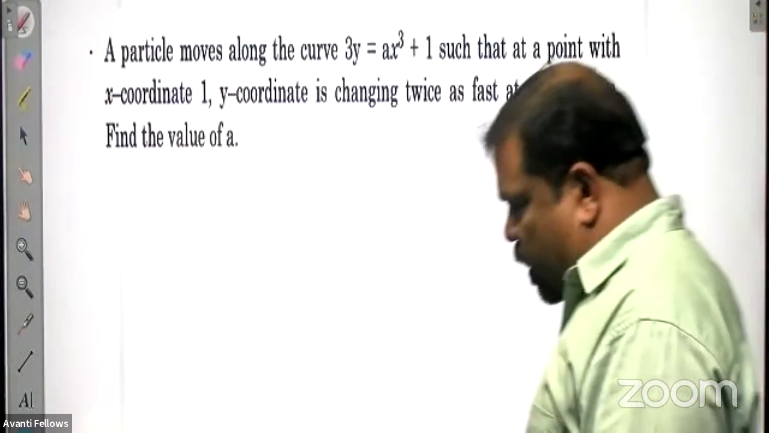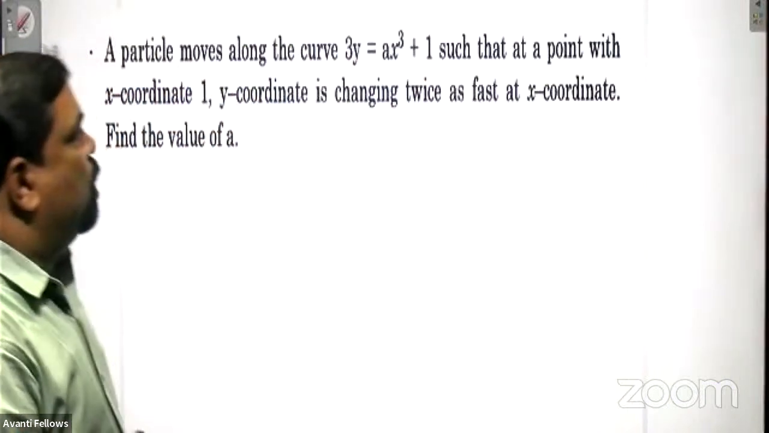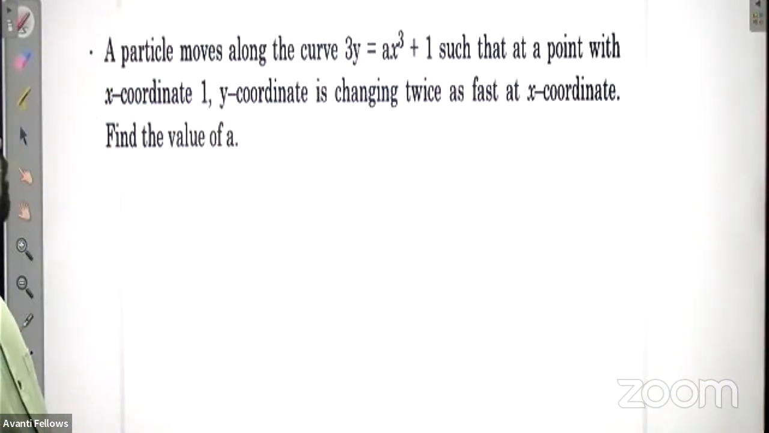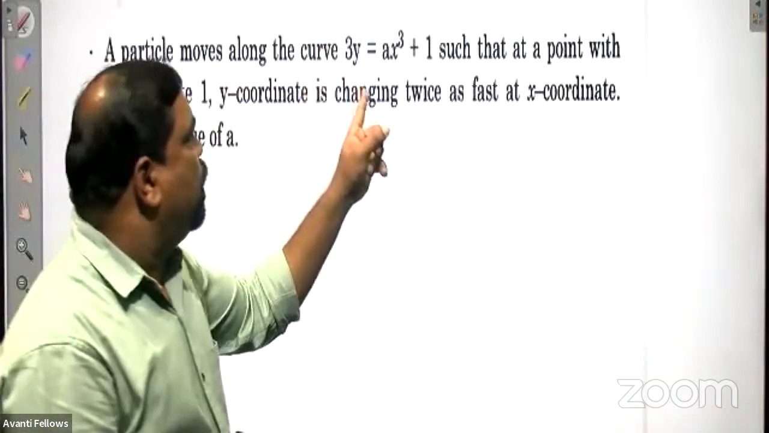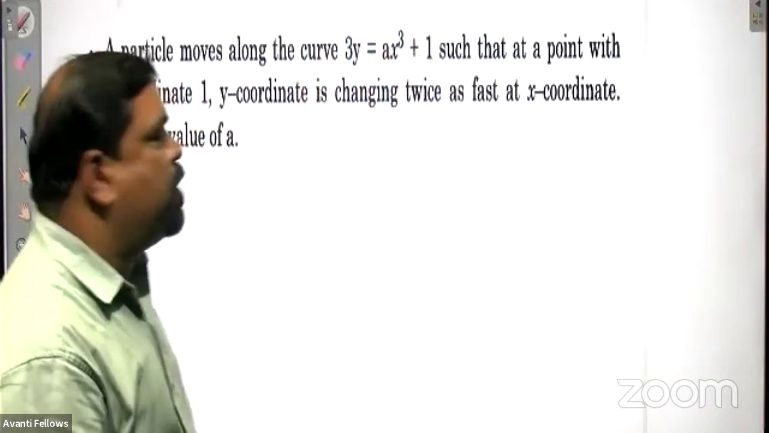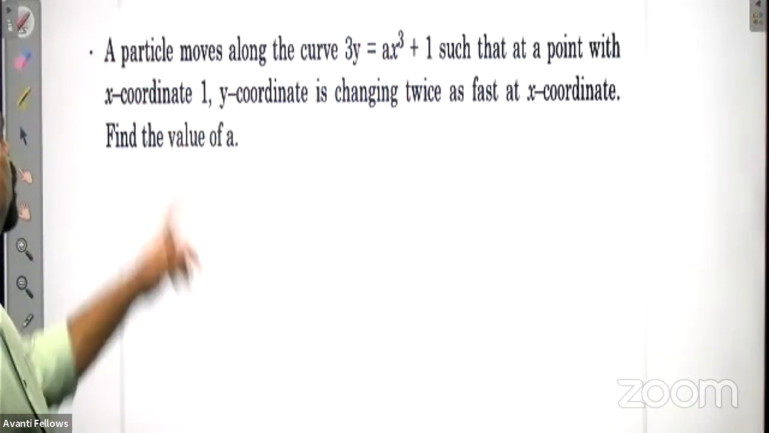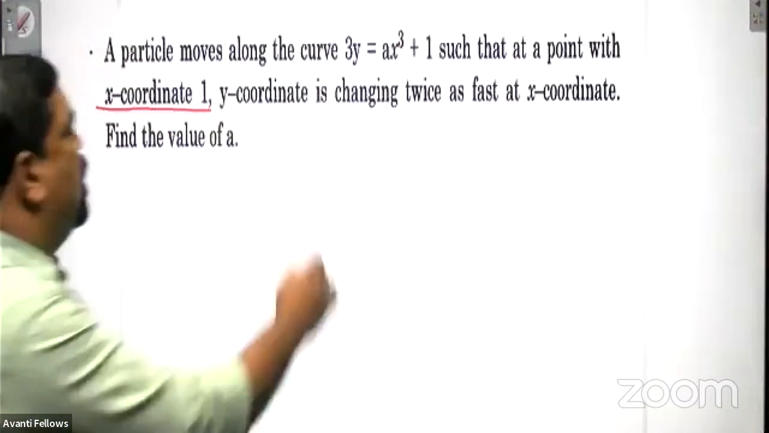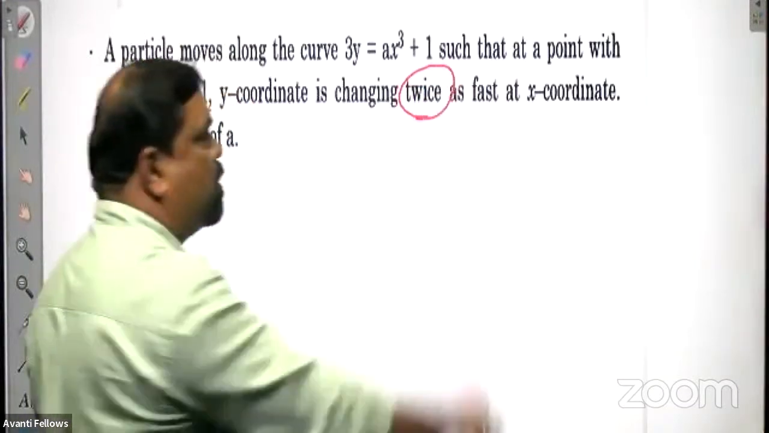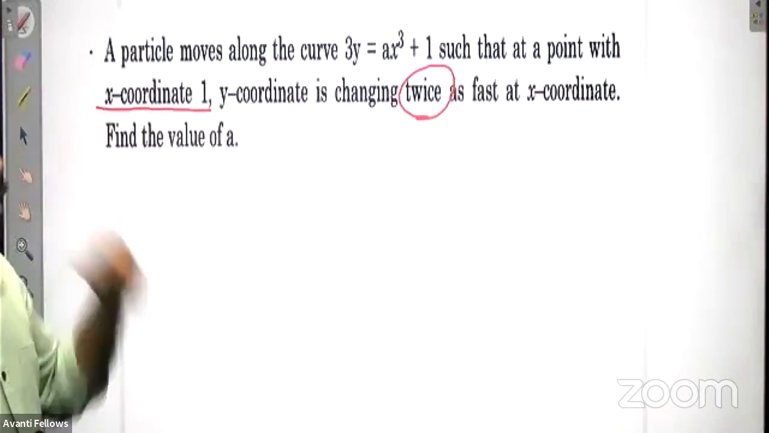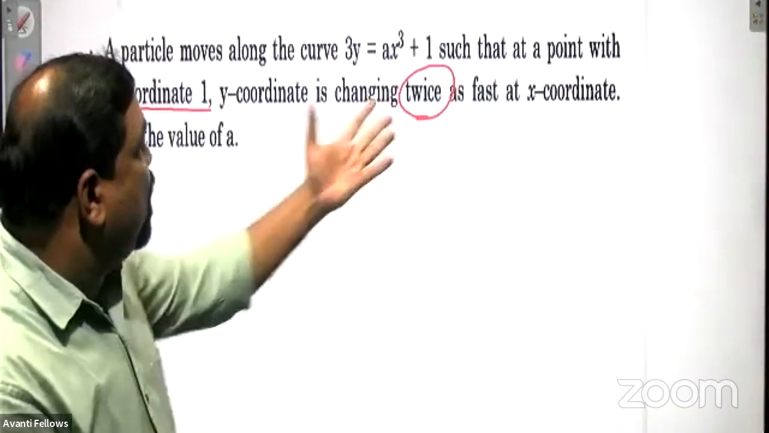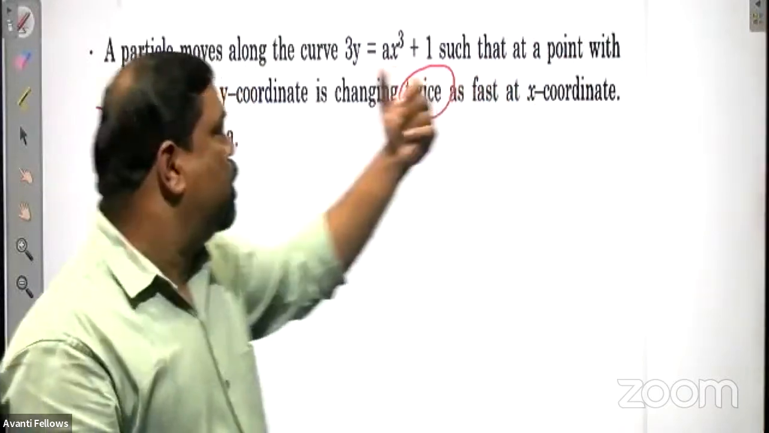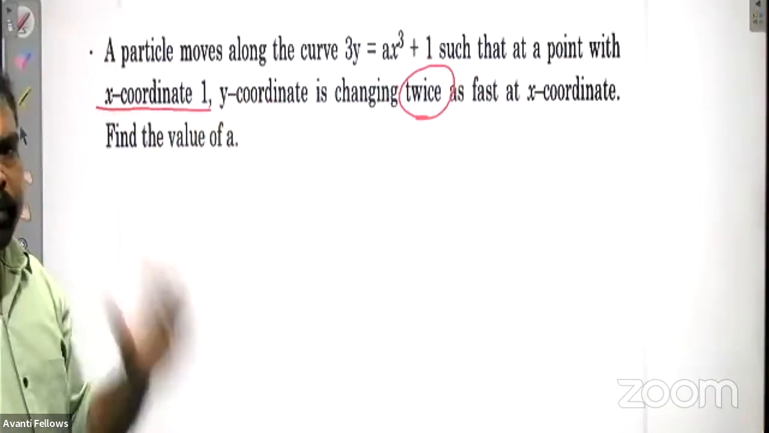This is another question, also asked in the last year board examination. This is also from the rate of change of quantities. A particle moves along the curve 3y equals ax cube plus 1, such that at a point with x coordinate 1, the y coordinate is changing twice as fast as the x coordinate. So find the value of a.